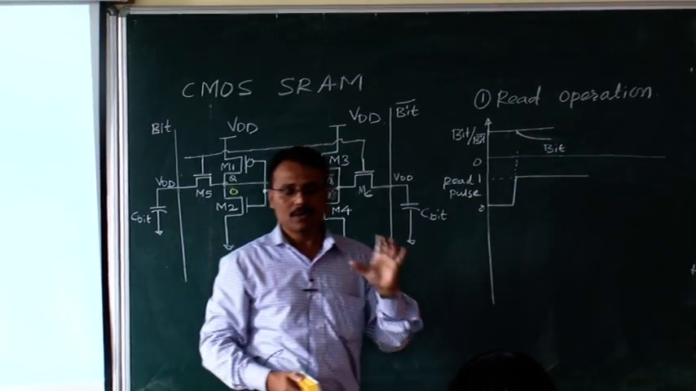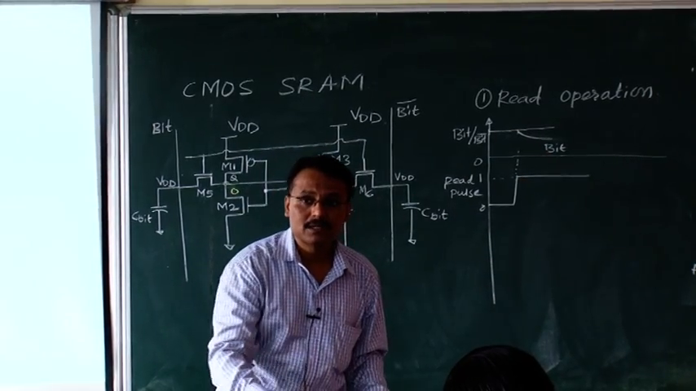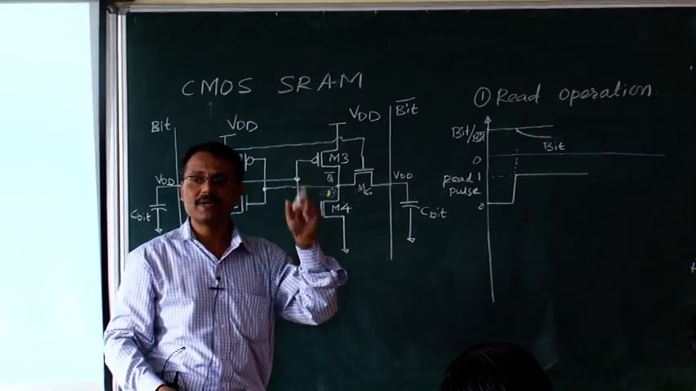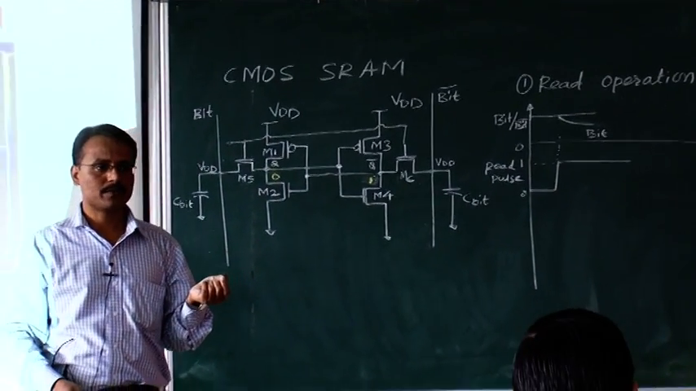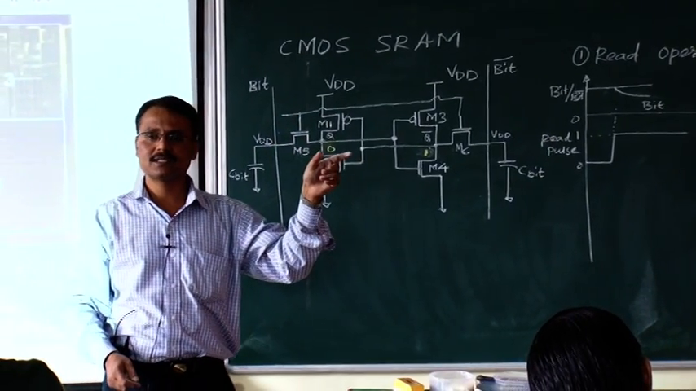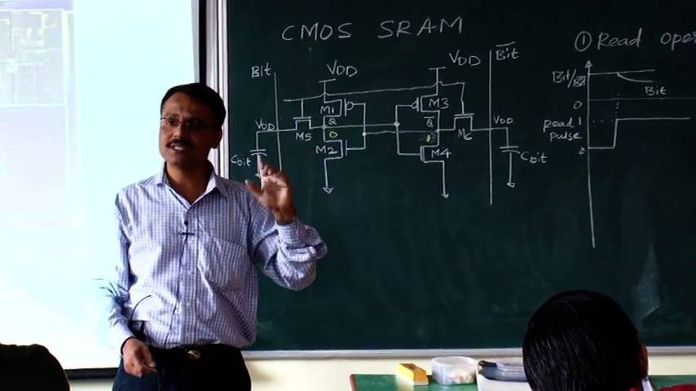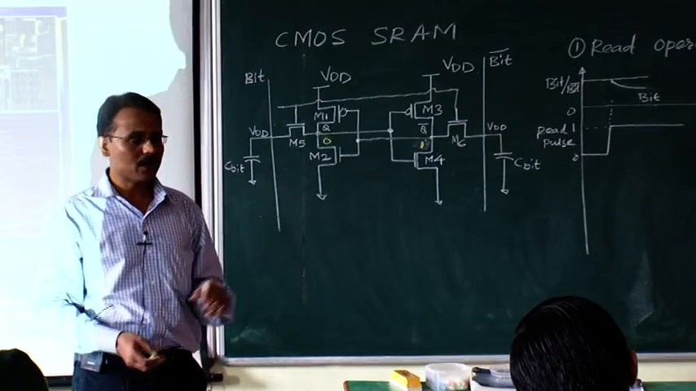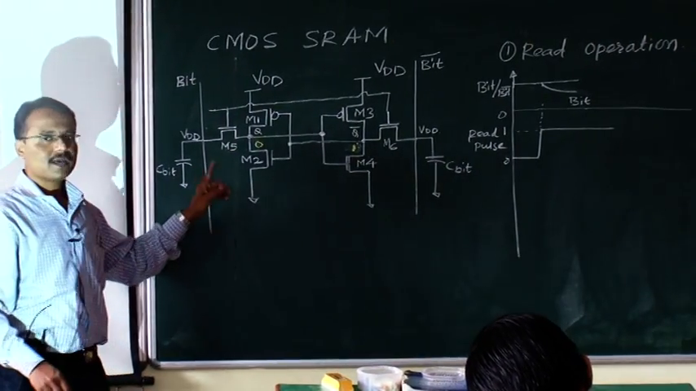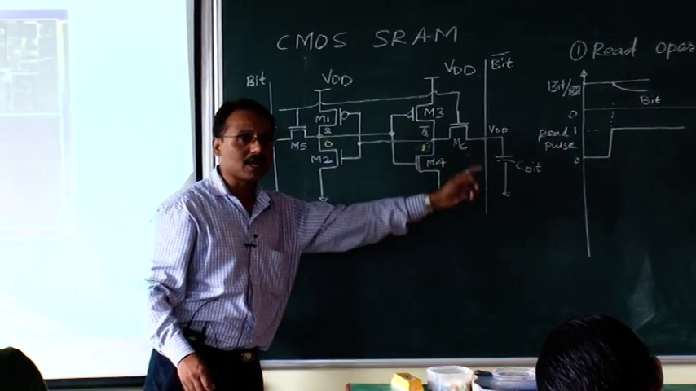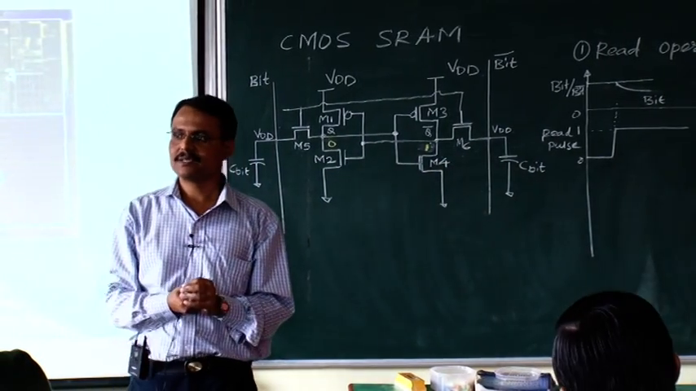Now what happens after the application of the read pulse? If there is a decrease in the voltage of the bit line, what does it mean? It means that logic 0 is stored. If the bit bar line decreases, then logic 1 is stored. Means in this way we can access information stored in the memory cell, and that is the reason M5 and M6 are called access transistors.